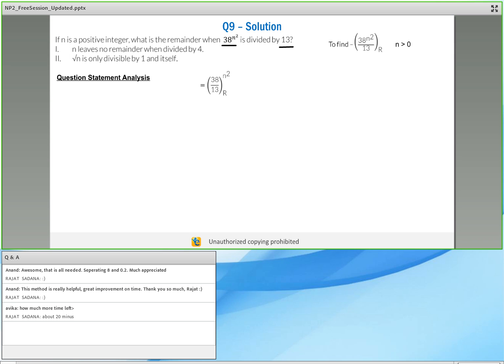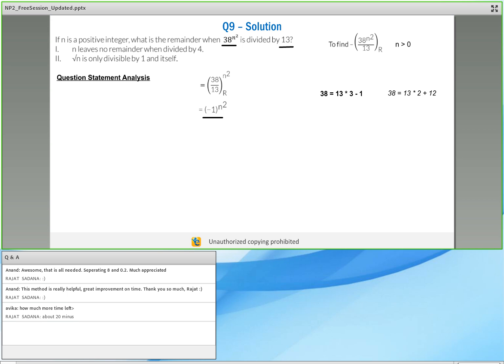So let's put the same thing over here. We do 38 divided by 13 to the power n square. The same principle applies: the remainder of a product of two numbers is the product of their individual remainders. That's the same concept that we learned that we're going to apply over here. So we can express 38 as 13 times 3 minus 1. You can also do 13 times 2 plus 12, but that's really complex.